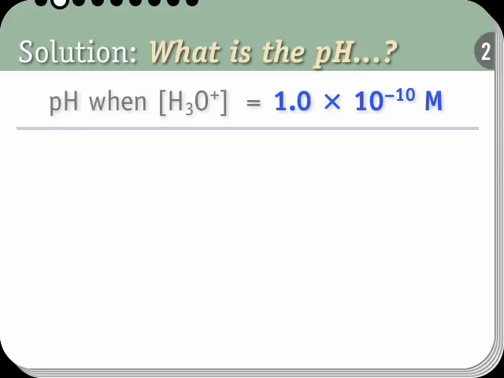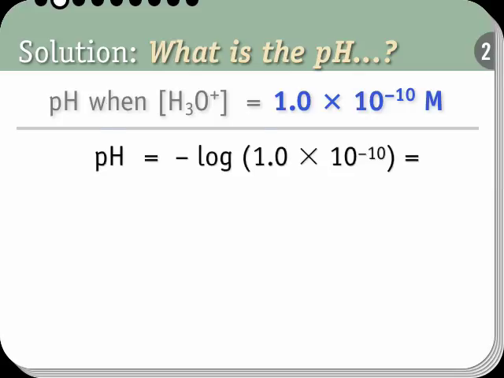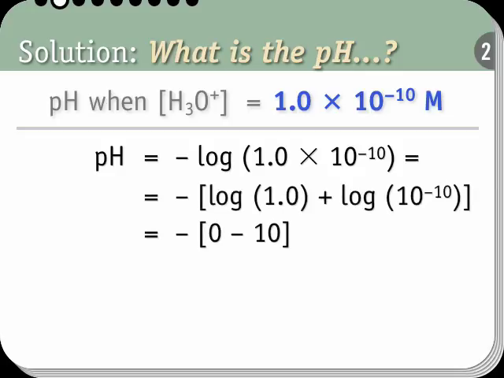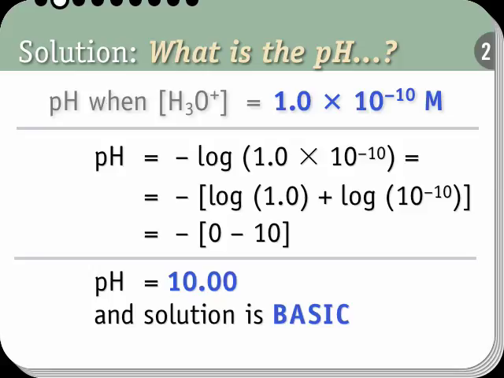Now let's find the pH of our solution that has a hydronium ion concentration of 1.0 × 10 to the minus 10 moles per liter. Again, we'll take the negative base 10 logarithm of the concentration. Once again, the log of 1 is 0. The log of 10 to the minus 10 is minus 10. So the sum of those is 10.00, and the solution is indeed basic.